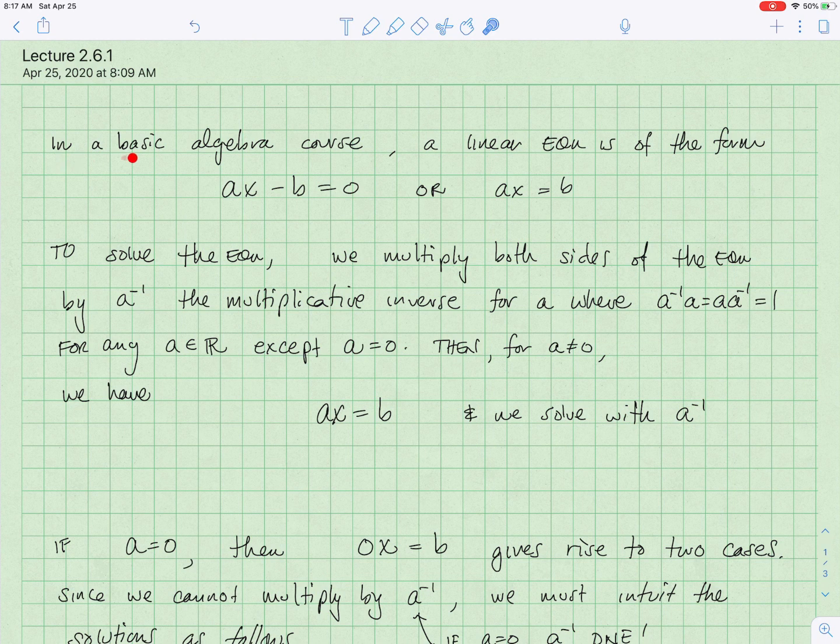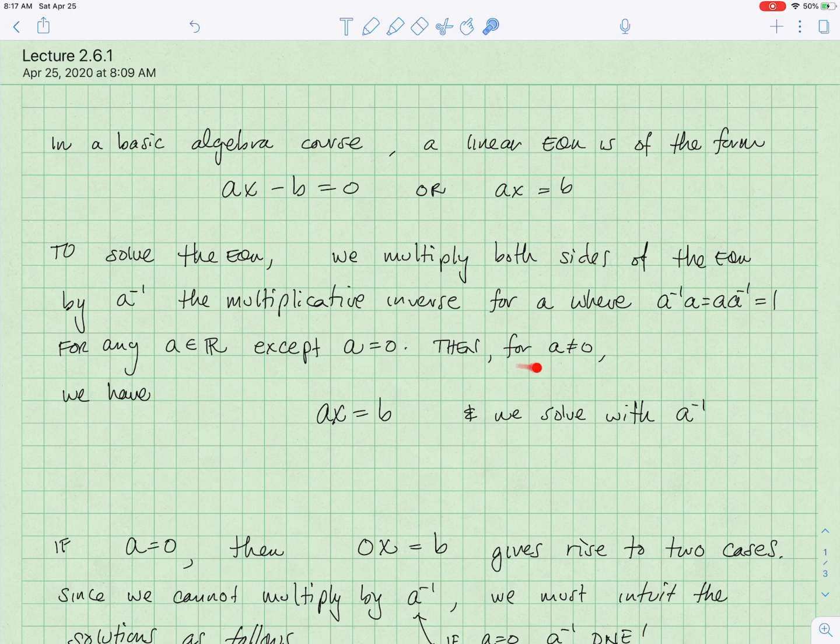So in a basic algebra course like Algebra 1 or Algebra 2, a linear equation is of the form ax = b, where a, b, and x are just real numbers. To solve this equation, we multiply both sides of the equation by A inverse, if it exists. And that's the multiplicative inverse for A, that is. A inverse times A, or A times A inverse, should give you 1. That's like 5 and 1/5, or negative 3 and negative 1/3. And that's true for any A, except for A equals 0. A equals 0 is the only real number that doesn't have an inverse.